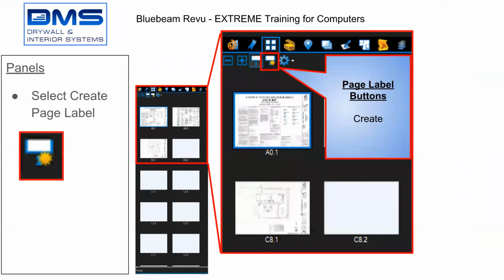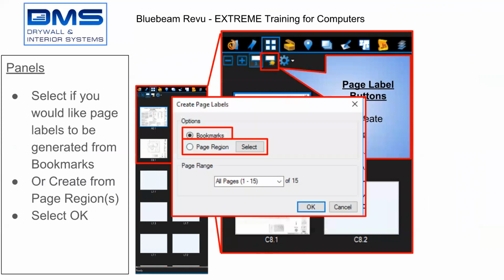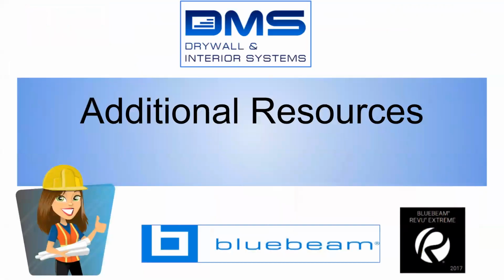If you're going to create a page label, this just shows you the video. You come up here, you click under the tabs, you go underneath and hit create. And it gives you the options: I can either pull the information from your bookmarks and bring it in, or I can look for a certain page region. And then you just hit save.